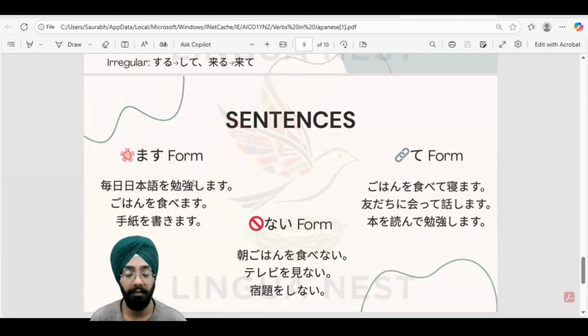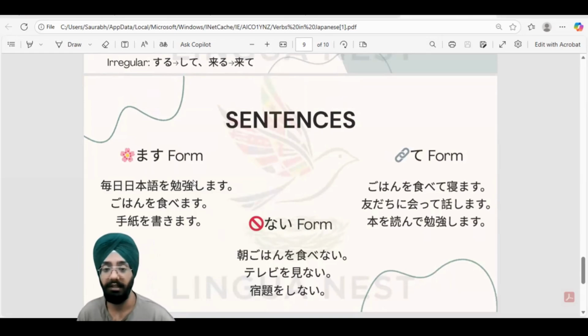Next is the nai form. Asagohan o tabenai. I don't eat breakfast. Next, terebi o minai. I don't watch TV. Next, shukudai o shinai. I don't do homework.